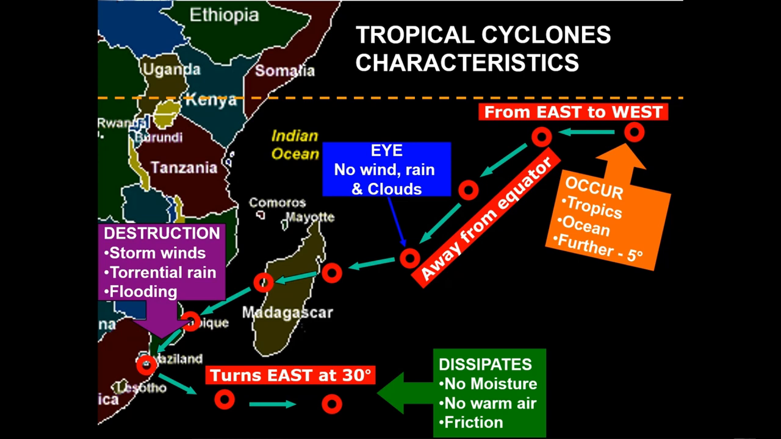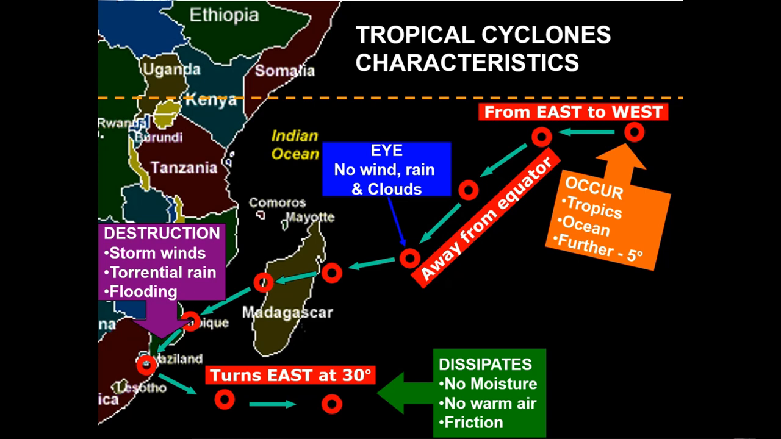Right, so if we look at it quickly, we will see that the tropical cyclone moves from east to west, and as it moves along, it picks up more energy. Where does the energy come from? It comes from the water, and as it goes along, you will see that it moves towards the land.